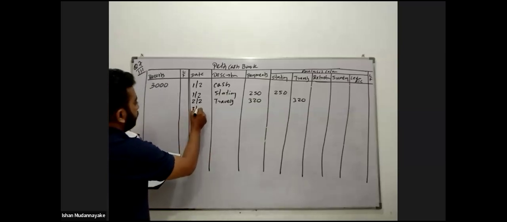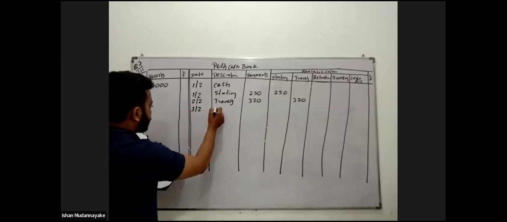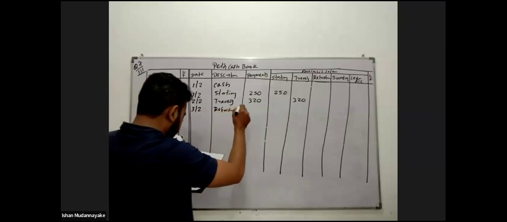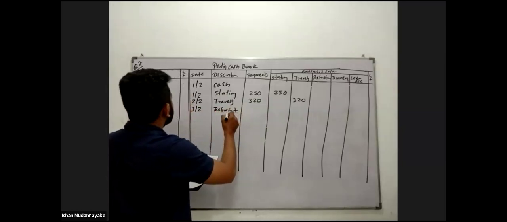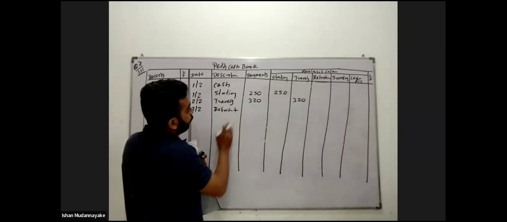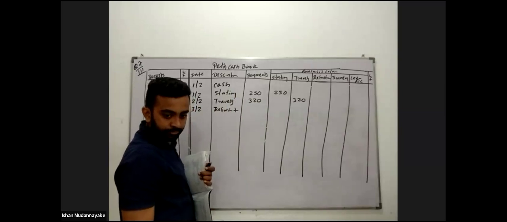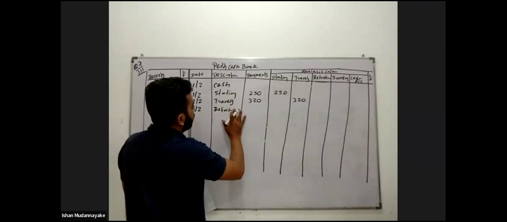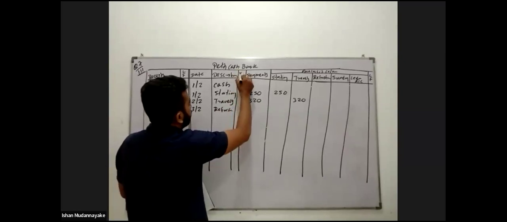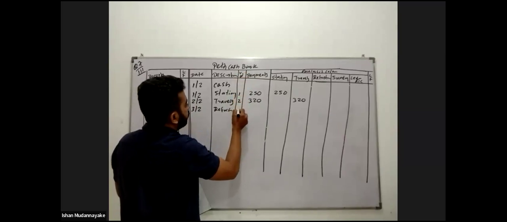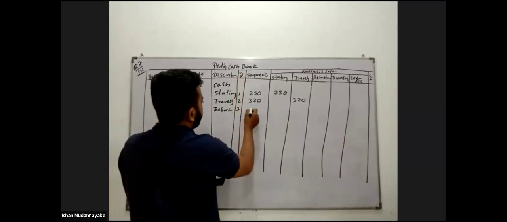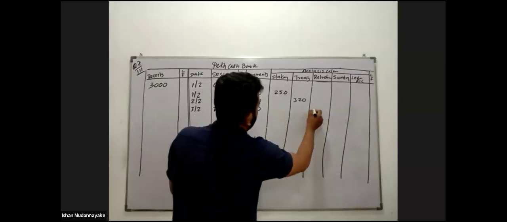3rd February, refreshment. We need to include date, description, and then a voucher number column. We need to enter the voucher number here: 1, 2, 3. Refreshment 500.